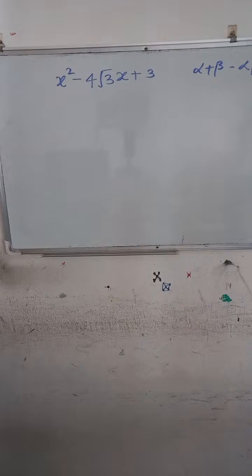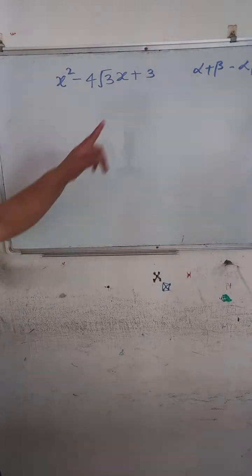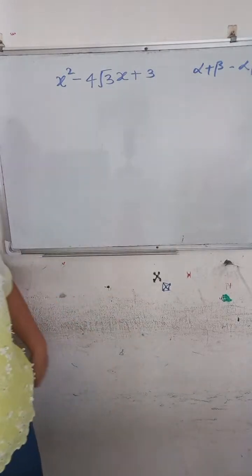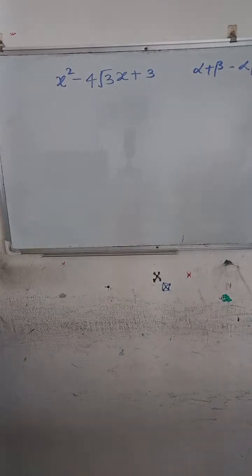I'll repeat, if alpha and beta are the zeros of a polynomial x square minus 4 root 3x plus 3, then find the value of alpha plus beta minus alpha beta. Okay, so we have to solve this.